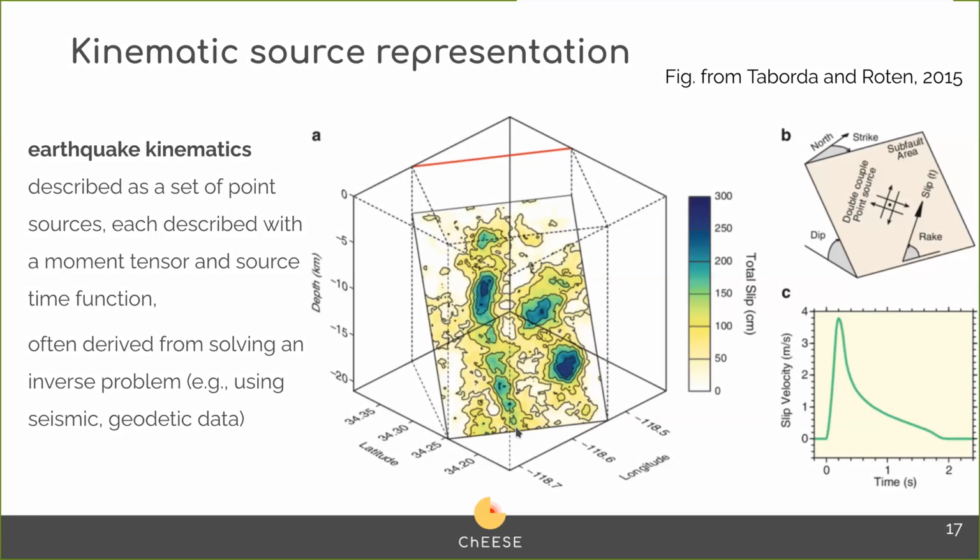We are not using a dynamic rupture boundary as we will do in the next two examples, but we model the earthquake finite source using a set of point sources. Each of them is described by a moment tensor and a source time function. So it's a set of many moment tensors with a source time function, that is, the slip at the point evolving with time. This kind of kinematic model is often derived from an inverse problem, like using seismic or geodetic data.